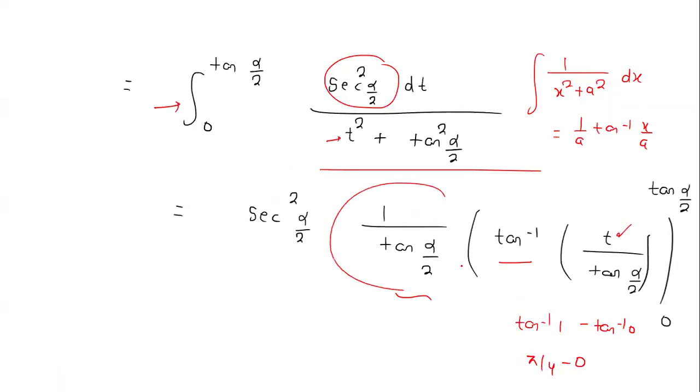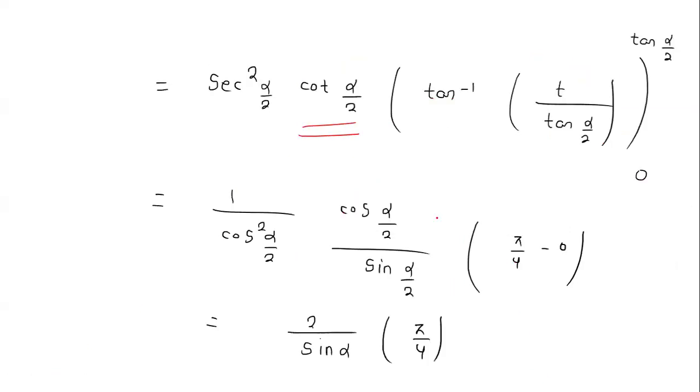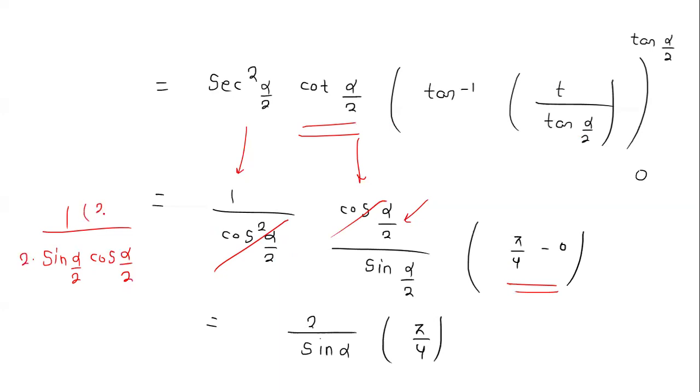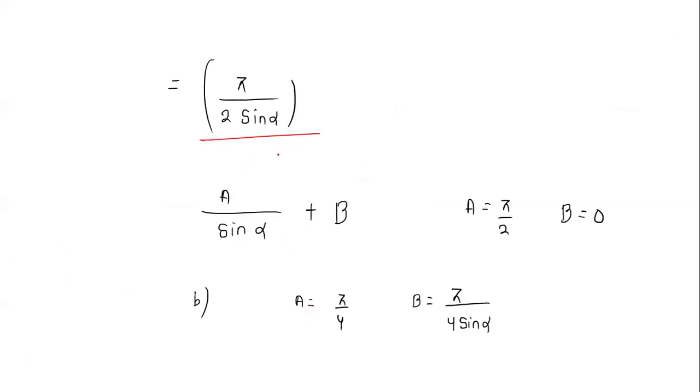And this 1 divided by tan alpha by 2 will become cot alpha by 2, and this is pi by 4. This cot alpha by 2 you can write as cos alpha by 2 divided by sin alpha by 2, and this you can write as 1 divided by cos alpha by 2 whole square. So this will cancel, and it will become 1 divided by sin alpha by 2 cos alpha by 2, and you can multiply by 2 here, and also 2 in the upper. So this will become sin alpha, 2 is here, and this is pi by 4. So you have this integral equal to pi divided by 2 sin alpha.